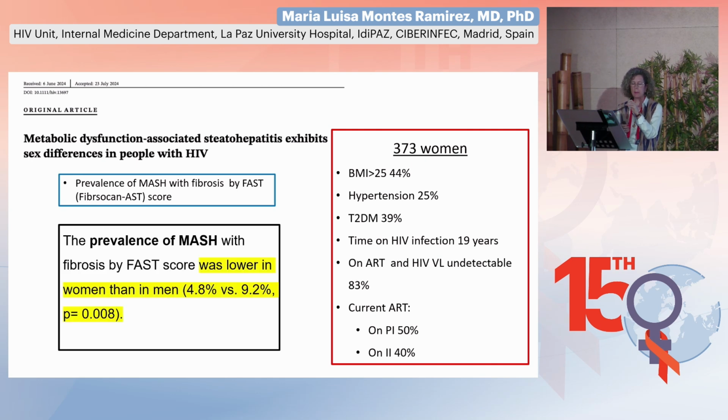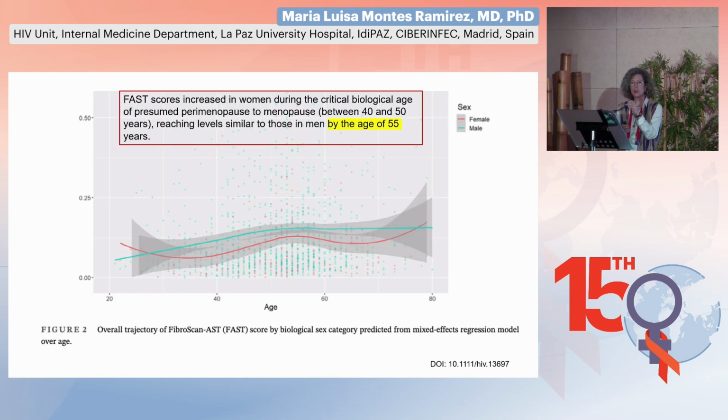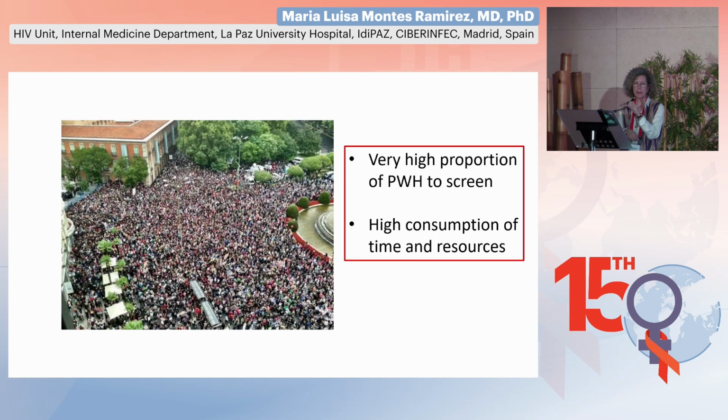They found that the MASH prevalence was lower in women than in men, around 5% versus 9%. They studied the evolution of MASH and observed that women experience an increasing incidence of MASH, coinciding with the transition from perimenopause to menopause, reaching the same prevalence as men by the age of 55 years. With all this data and considering the aging of our cohort, especially in women, we have a very high proportion of people with HIV to screen, and it consumes a lot of time and resources.